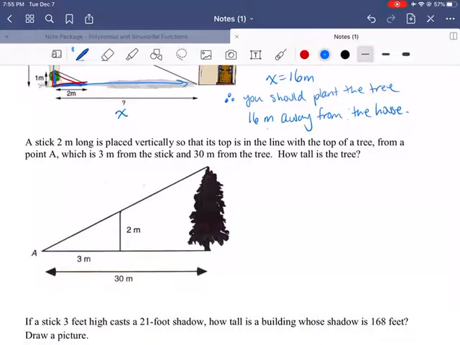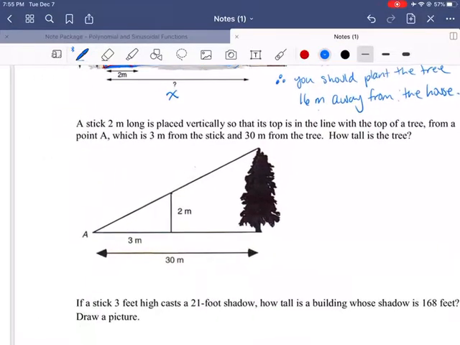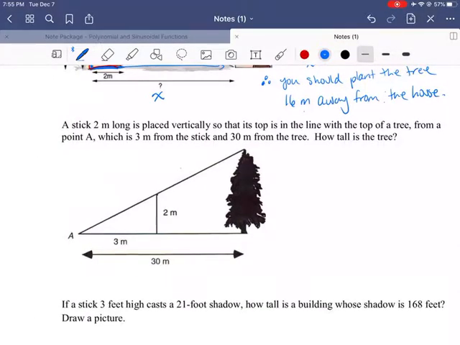So a stick 2 meters long is placed vertically so that its top is in line with the top of a tree from point A, which is 3 meters from the stick and 30 meters from the tree. So how tall is the tree? So let's kind of go through that again. So we've got this stick. We know that it's 2 meters, and we put it in the ground. Okay, and the top of the stick is in line with the top of the tree.